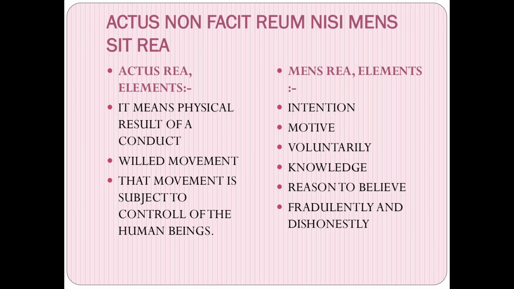Then comes the second thing, that is mens rea, and it means the mental element. Under the mental element, one thing is first and foremost, that is the intention. Intention is one of the very important factors of crime, which means the state of mind of a person who not only foresees but also desires the possible consequences of his conduct.